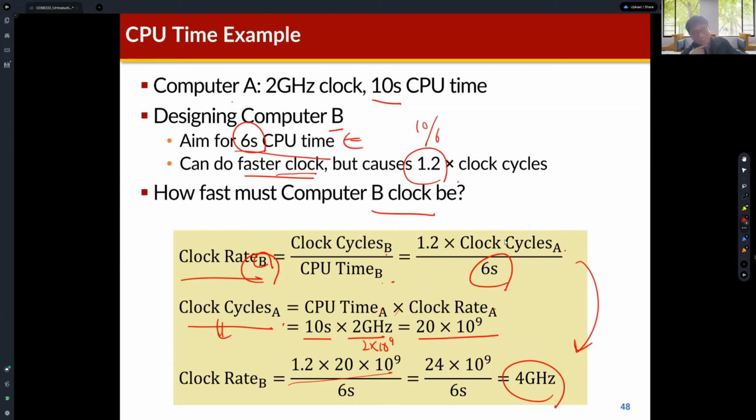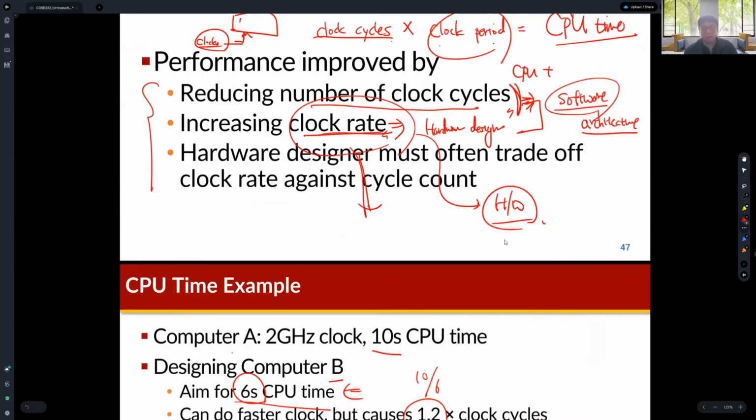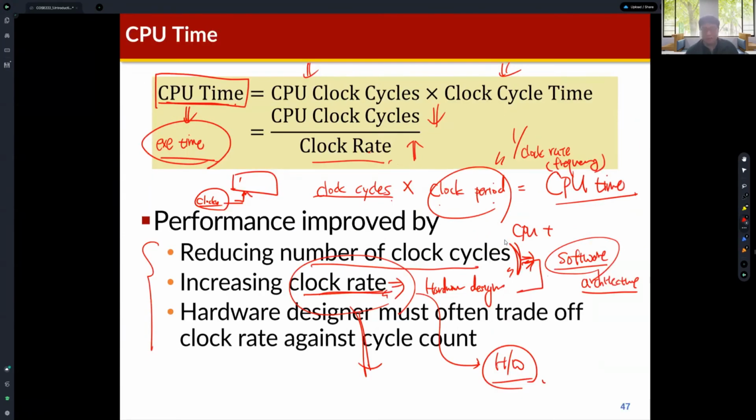Actually, if we know this equation, it is very obvious. We just count the number of clock cycles, and then this number of clock cycles is multiplied by clock period, the clock cycle time. And the clock cycle time is equivalent to 1 over clock rate.